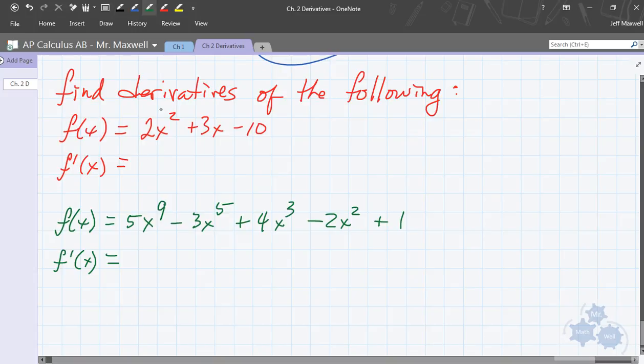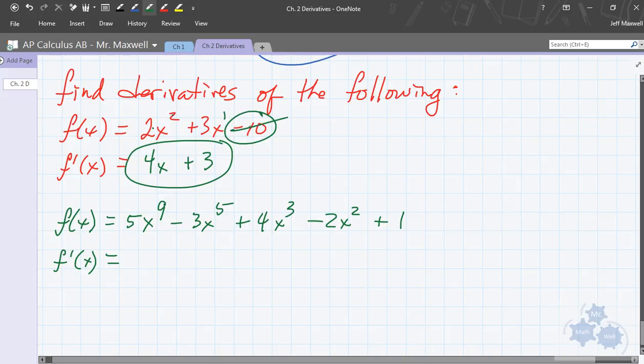Little chance to do this on your own. If you haven't, this is what you're doing. If you're stuck, again, 2 times 2, 4, x to the power of 2 minus 1, 1. Okay? 1 times 3, 3, x to the power of 0. Boom. Done. Why am I done? Because this is a constant. Constants just end up to be 0. So you don't even worry about the constants.